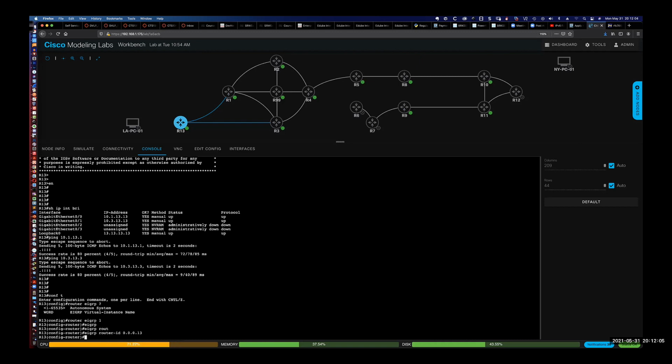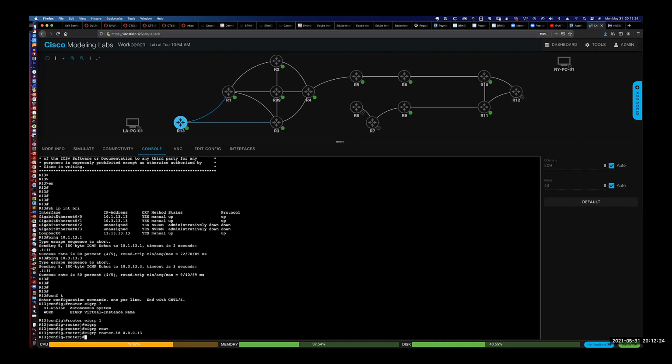0.0.0.13, and I get a routing update, and my router ID is in the update, that means that there's a loop there, that advertisement came all the way back around to me. And so that's the primary purpose for the EIGRP router ID.